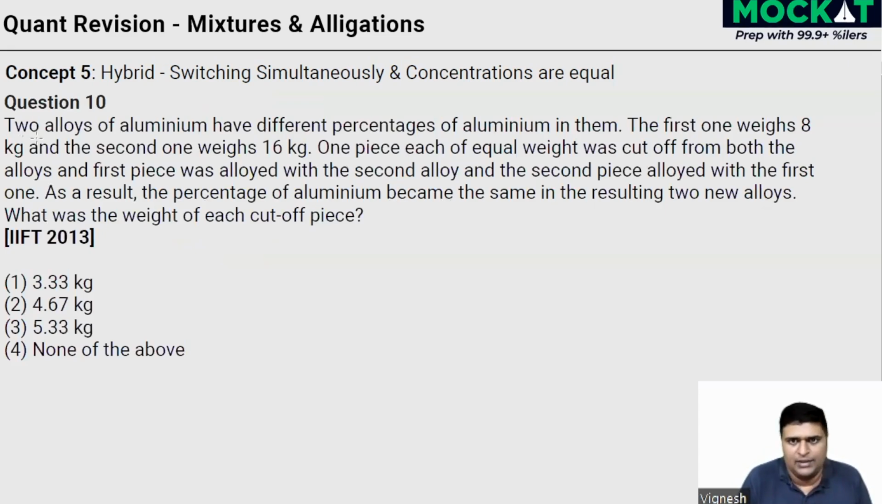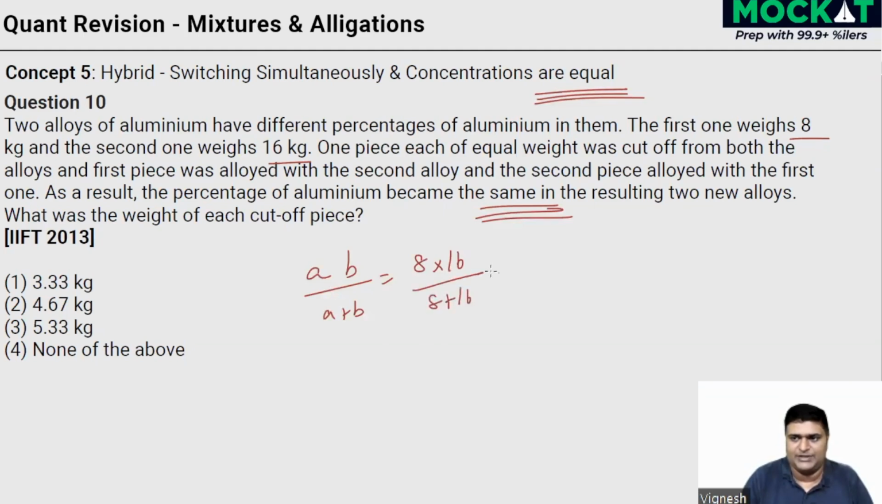Something like this: two alloys of aluminum have different percentages of aluminum in them. We don't know what they are, A and B percent. The first one weighs 8 kg, the second one weighs 16 kg. That's given to me. One piece each of equal weight, X kg, was cut off from both the alloys, and the first piece was alloyed with the second, and the second piece with the first. As a result, the percentage of aluminum became the same. Once they become equal, if the weight is asked, it's a direct question like this: AB by A plus B, 8 into 16 divided by 8 plus 16.